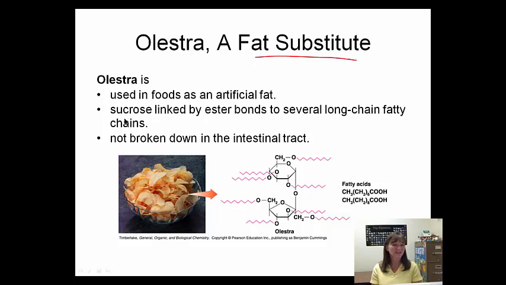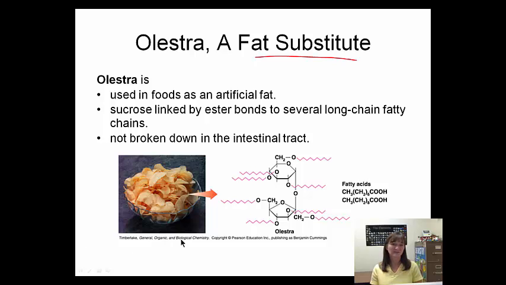What they had is they used sucrose. So here is the sucrose molecule. Remember, sucrose is one of our carbohydrates. And so here's the two rings of sucrose. Remember, it's a disaccharide. And sucrose has all those hydroxyl groups, all those OH groups. So when they made Alestra, they took all those hydroxyl groups. So instead of using a glycerol, they used sucrose as the backbone. And they reacted carboxylic acid, the fatty acids, with all the OH groups on the sugar. And they got something that had the same texture as a fat.